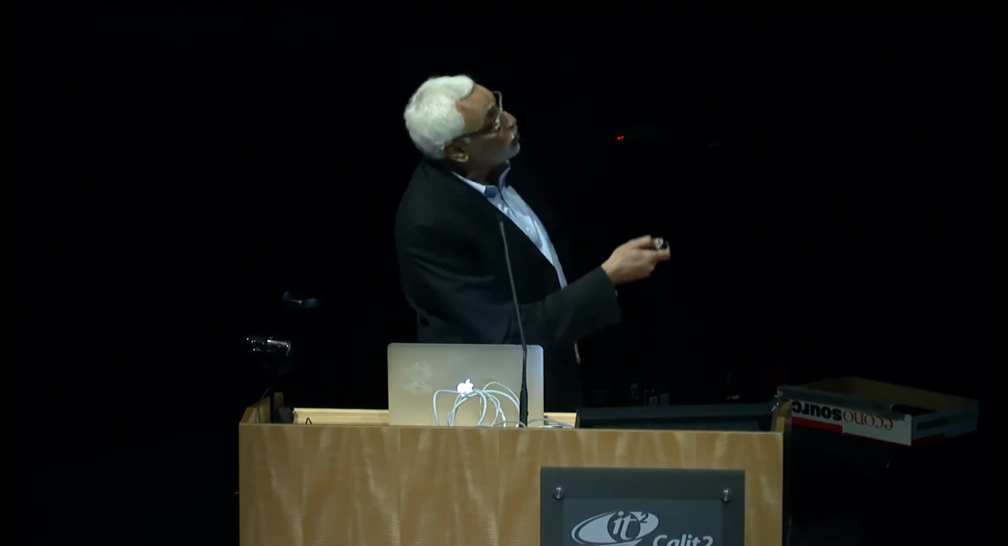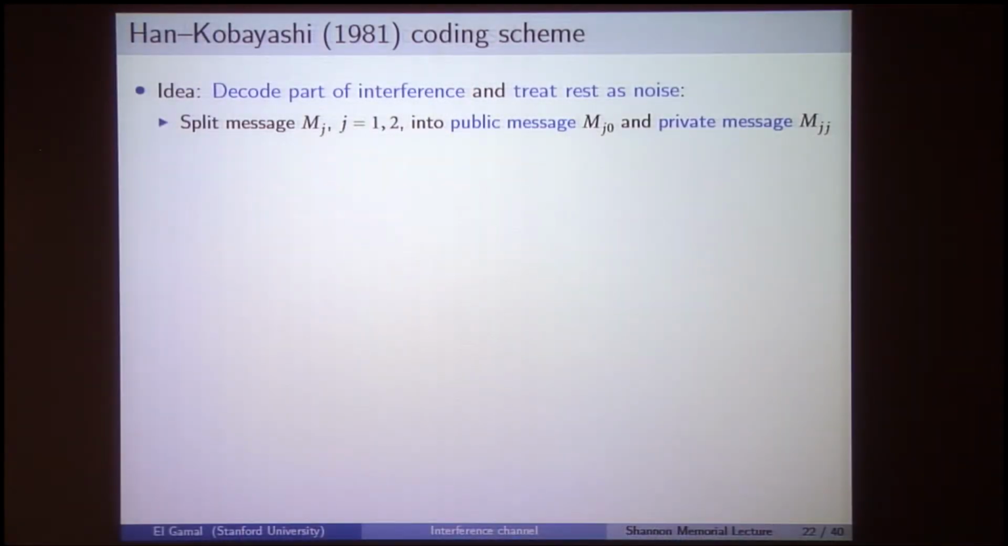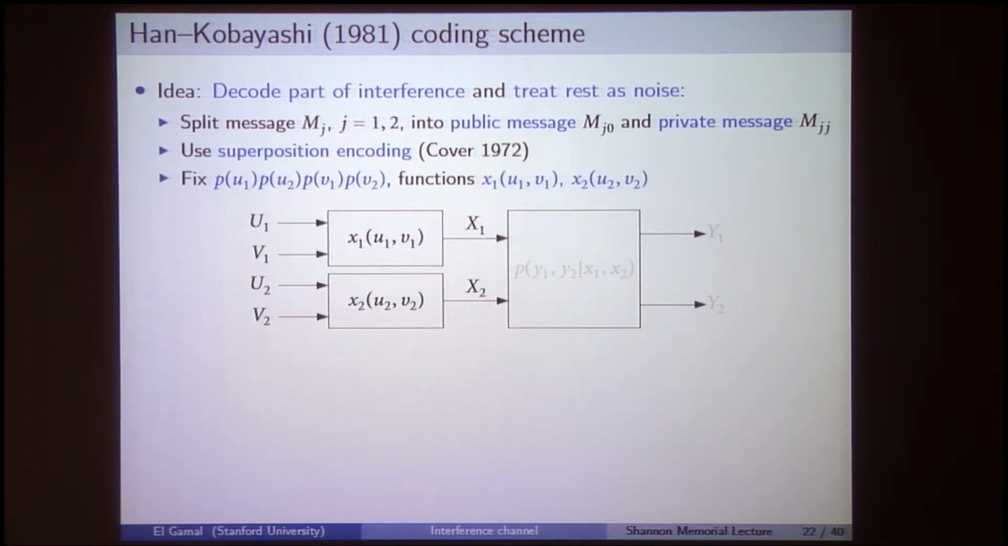What do we do? We use the Han-Kobayashi coding scheme, which, as I will show, is actually a coding scheme that uses point-to-point codes, even though it doesn't look that way. So the idea for the Han-Kobayashi scheme is that each receiver decodes part of the interference and treats the rest of the interference as noise. So what you do is you split each message into two parts, a public message and a private message.